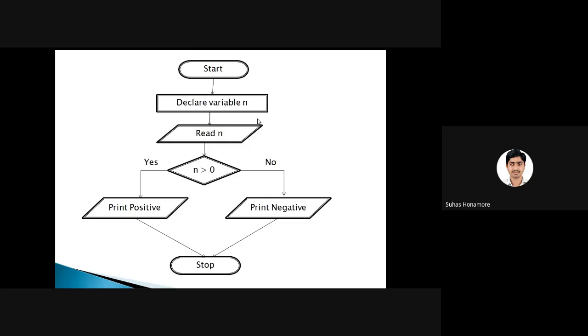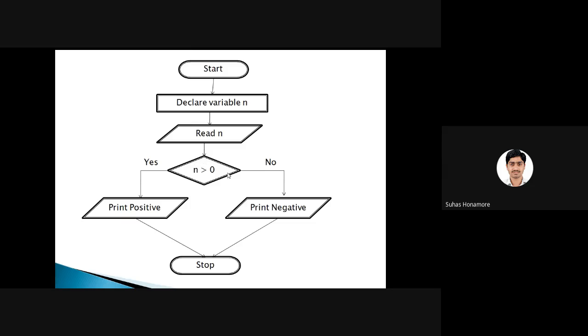So no need to keep it anywhere, no need to process anywhere. You have to directly display the result. That's why we don't have any variable for storing the result. So declare the variable n, one variable is enough. Then that value will be read, read n. This is a parallelogram for the reading purpose. Here the declaration is a rectangle. Then this is a rhombus.